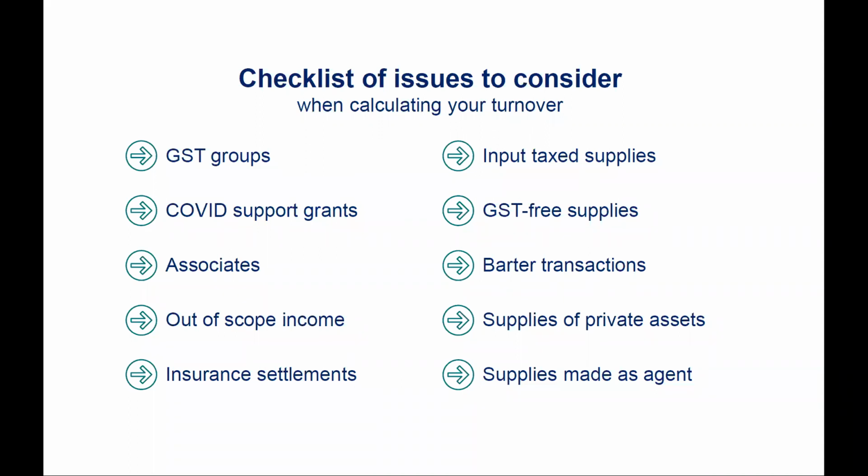Out of scope transactions. As I said previously, you've got to be aware of transactions that are usually excluded from the BAS. Often some of these are included in the calculation of turnover decline, such as charities having to include donations in their calculation. And be aware of input tax supplies and supplies made as an agent. These are excluded from your turnover calculation.